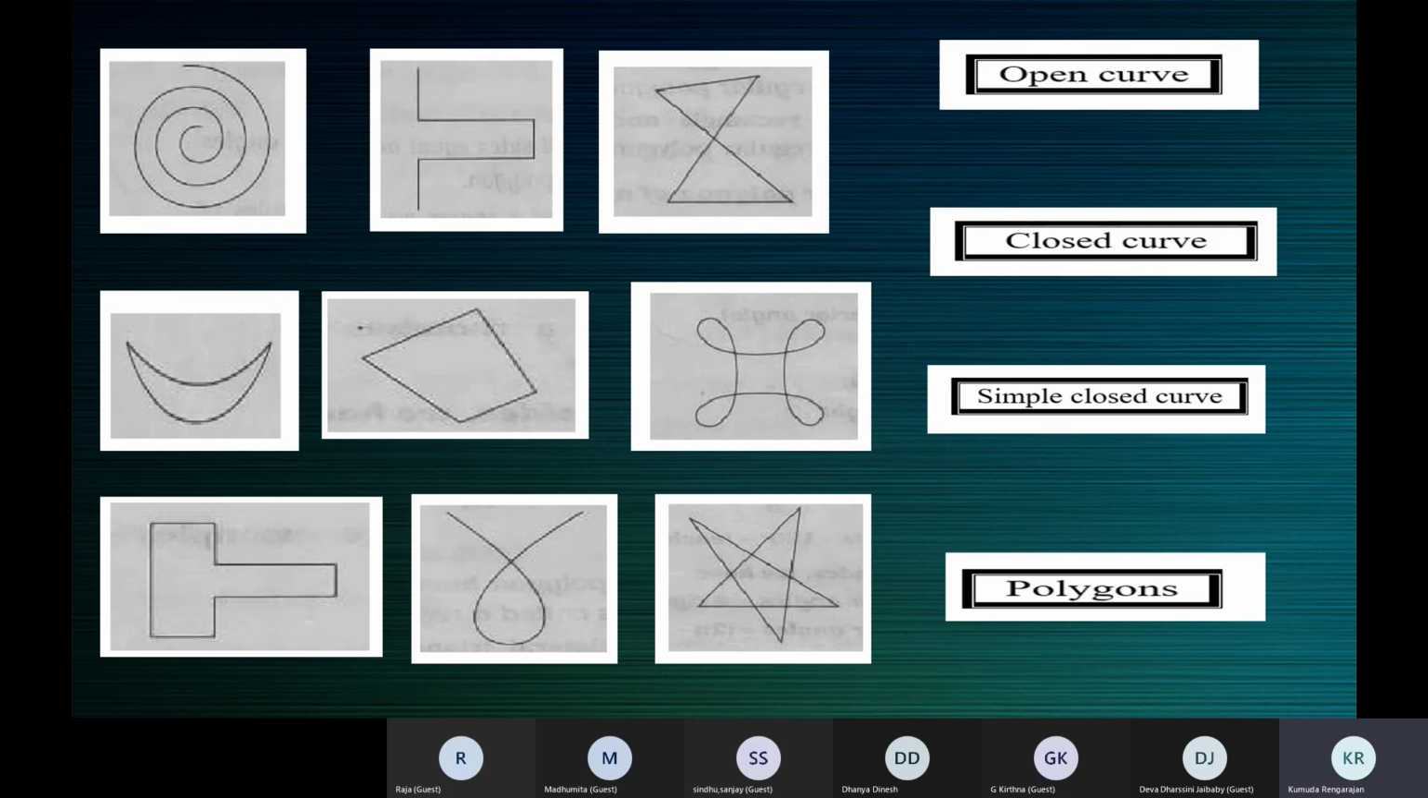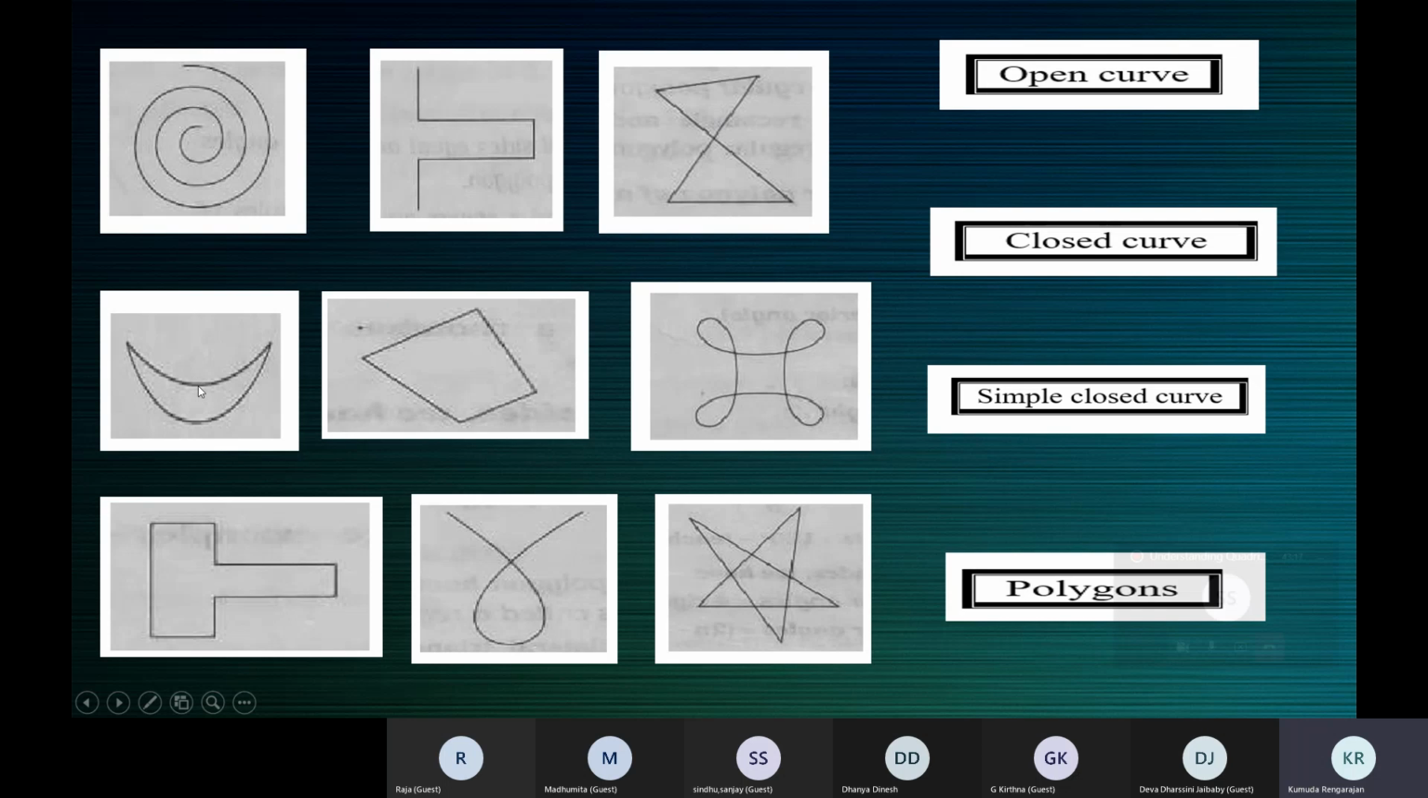And because it's a closed curve, we have one more definition to discuss. Is it a simple closed curve? It is not a simple closed curve, because you can see in the figure, the figure intersects or crosses over itself. So it is not a simple closed curve. It's only a closed curve.